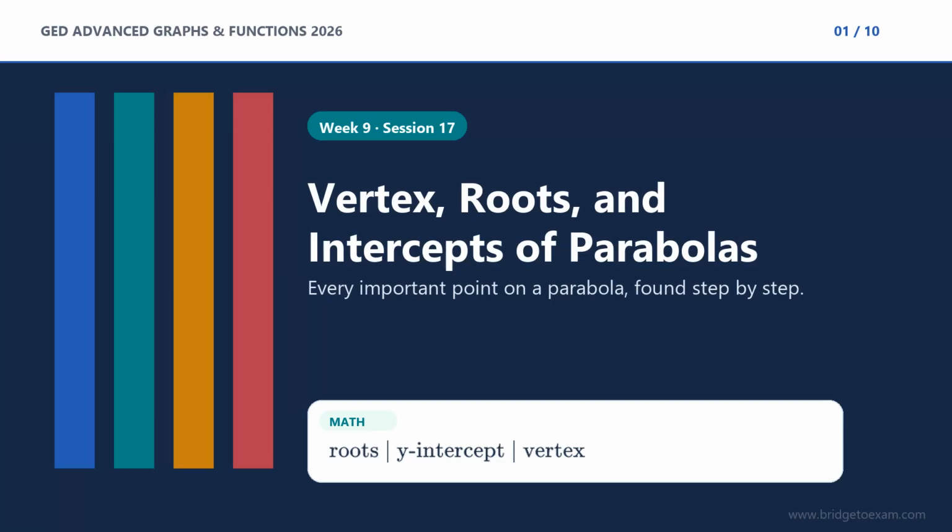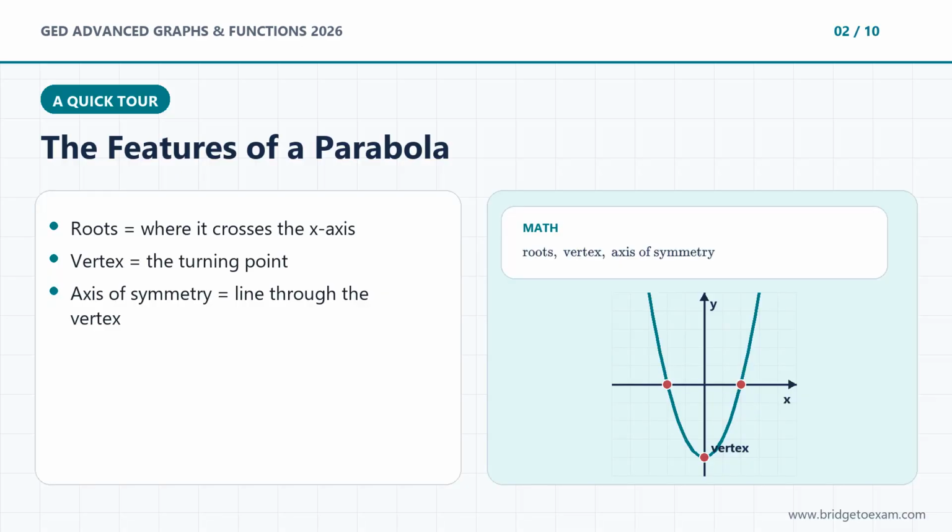Welcome back to session 17 of GED Advanced Graphs and Functions. A parabola has several important features that GED asks about: its roots, its y-intercept, its vertex, and its axis of symmetry. Today we find each one slowly and clearly. Let's begin. Let's tour a parabola.